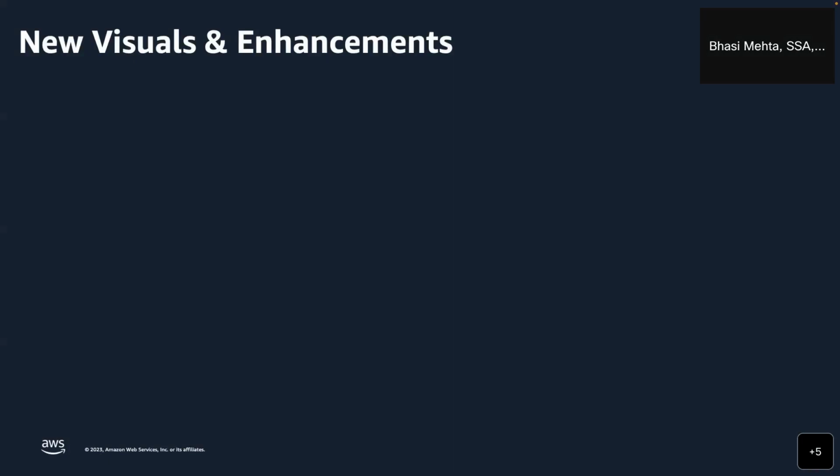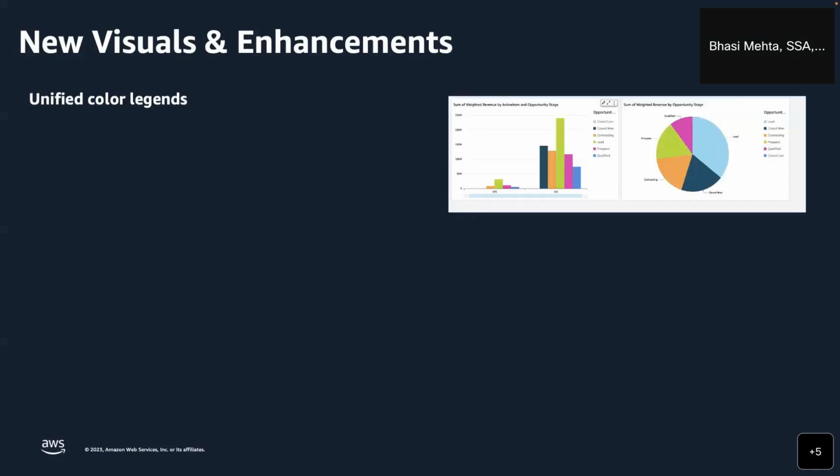So now we're going to walk through each of the new visualizations that we have added within this past reInvent. And so starting off with the first one, unified colored legends. The visual legend helps with identifying a visual element, making it a bit easier. And how you can do that now is go into your format visual and edit it and unify that color legend.